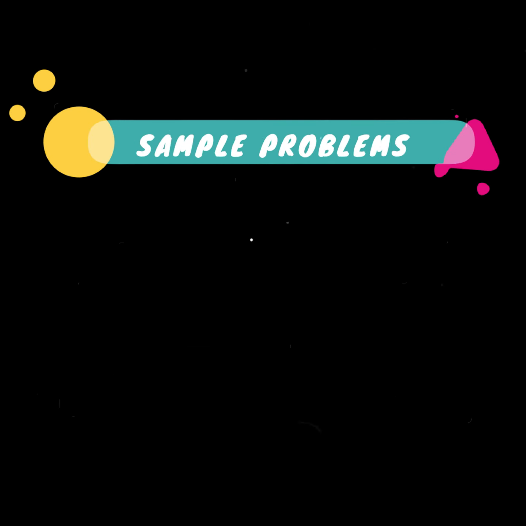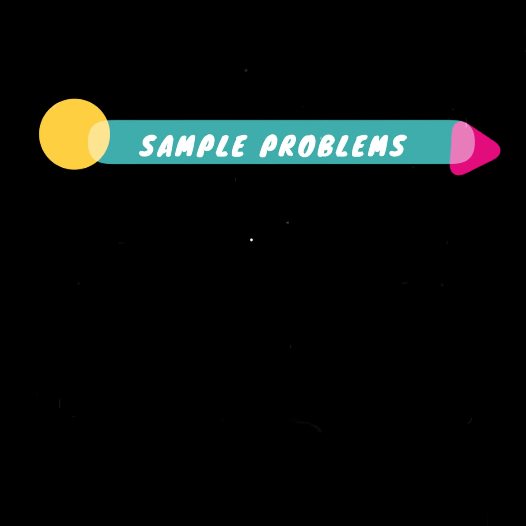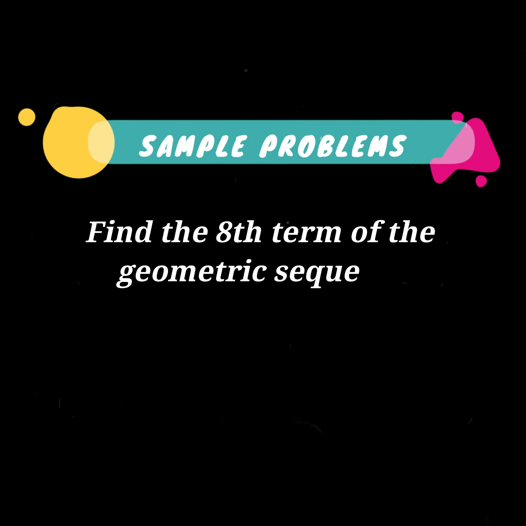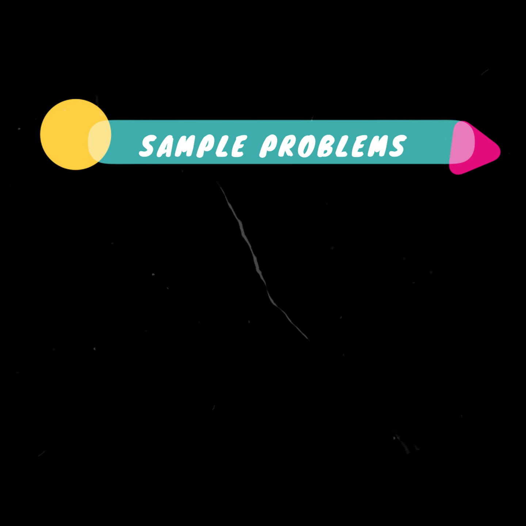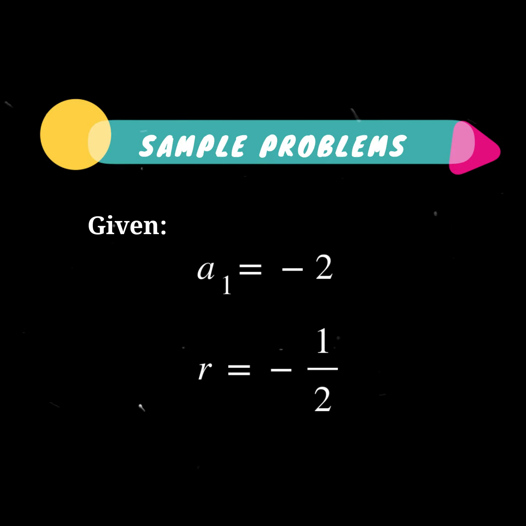Now, we'll show you some sample problems. The first problem is, find the 8th term of the geometric sequence negative 2, 1, negative 1/2, and 1/4. First, let's list the given. A sub 1, or the first term, is negative 2. The common ratio, or r, is negative 1/2.